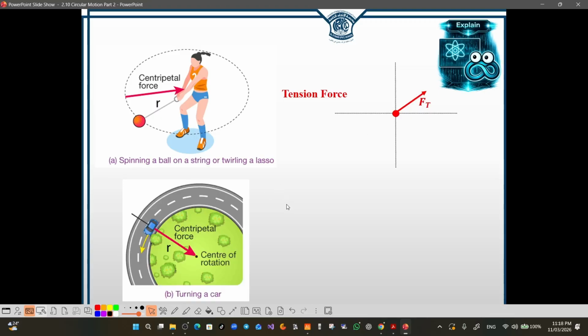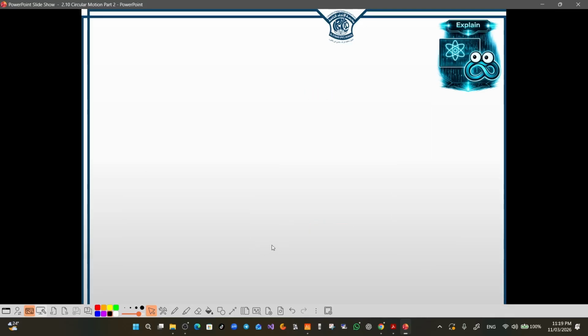Now, what about this case? This case is a turning car. Whenever we have an object on a rough surface, it will be experiencing frictional force. The frictional force in this case will be the centripetal force, the force that keeps the object rotating around the circle and is directed toward the center. So the direction of the friction will be toward the center whenever we have this case.